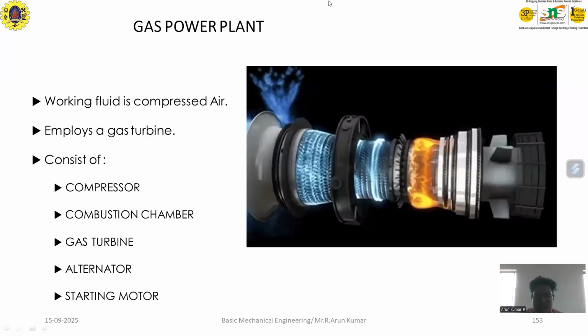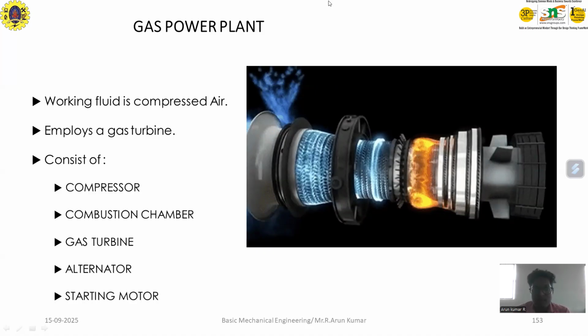Good morning. In this class, we're discussing different types of power plant. In the last series, we saw how a diesel power plant works. Now we have to move on to the next concept, the gas power plant. First of all, what is the meaning of gas power plant? What is the objective of this gas power plant?